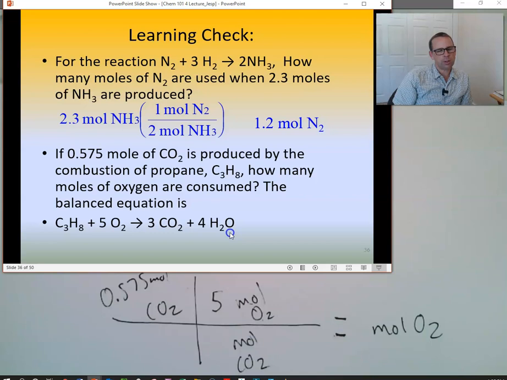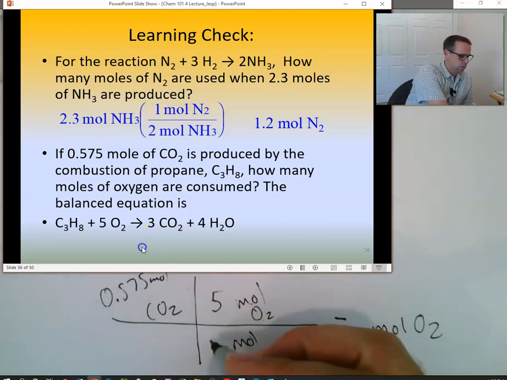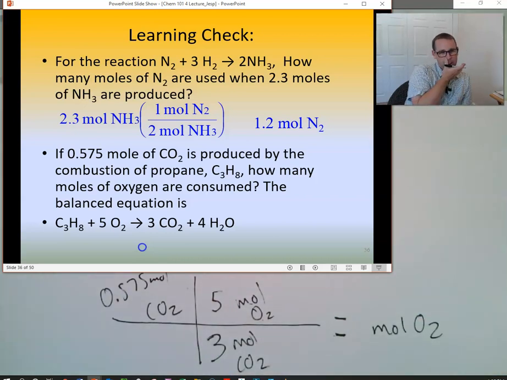So if we wanted to know how many moles of water per mole of oxygen, that would be our 4 to 5. Or if they ask how many moles of product, because both of these are products, carbon dioxide and water, then it could be 7 here. But they're just asking for the carbon dioxide, so what's it going to be? The 3, right. The 3 in front of the carbon dioxide.